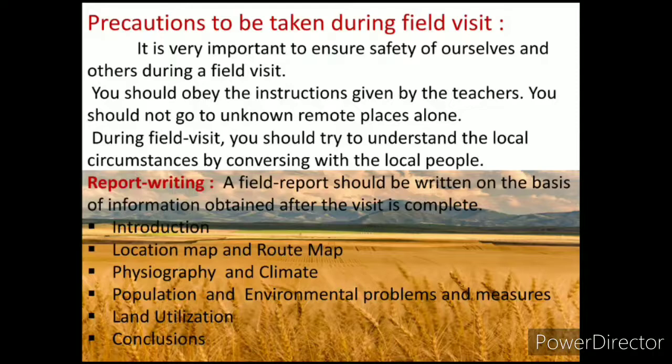physiography, how was the landform, was it mountainous region, plain area, plateau area, so it should be mentioned in that topic. Then how was the climate, mention that. Population, if you are visiting a village, so you should mention the population, male, female, then literate, illiterate, like that. Next topic, that is environmental problems and measures, land utilization, and then conclusion. So this is the way you should write the report.